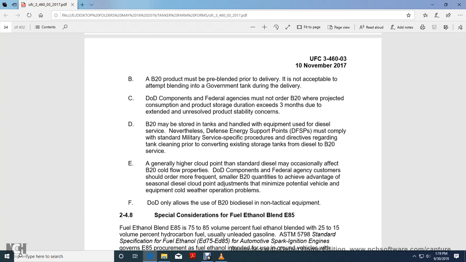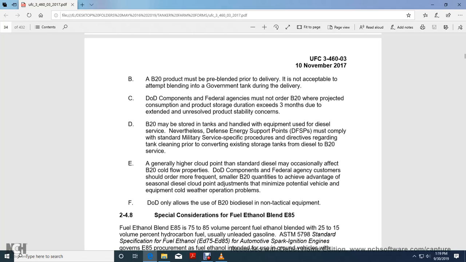The Department of Defense, a component of the federal agency, must consider not ordering B20 when the projected consumption storage duration exceeds 30 months, due to unresolved product stability concerns. B20 may be stored in tanks and handled with equipment used for diesel service. Nevertheless, the Defense Energy Support Points must comply with the military service specific procedures and directives regarding tank cleaning prior to converting existing storage tanks from diesel to B20 service.